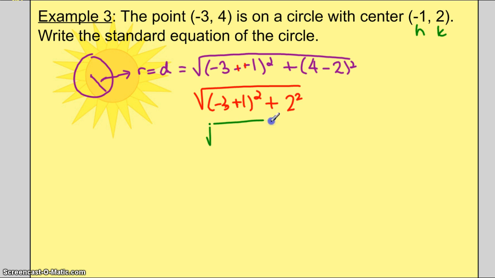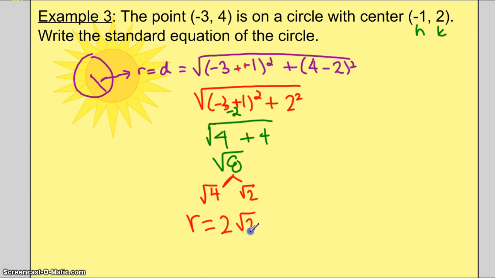So the square root, negative 3 plus 1 gives me negative 2. Negative 2 squared is positive 4. Positive 4 plus positive 4 is the square root of 8. Oh, we can simplify that. Yes, we can. There's a perfect square that goes into it. So my radius is 2 square root 2. Nice. So I've got my h, I've got my k, I've got my r.